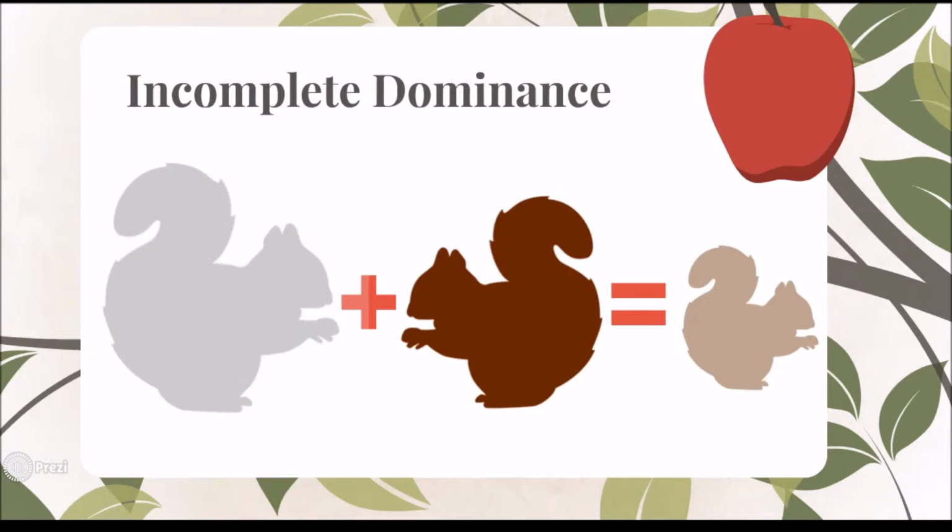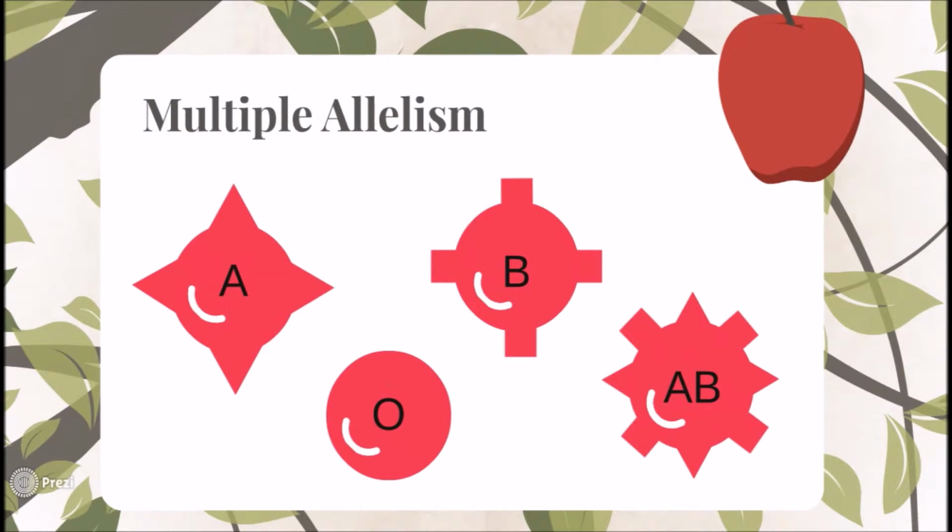There are some genes that can be the product of more than two alleles. This is known as multiple allelism, and if squirrels had the same type of blood as humans do, this can be shown through blood type.